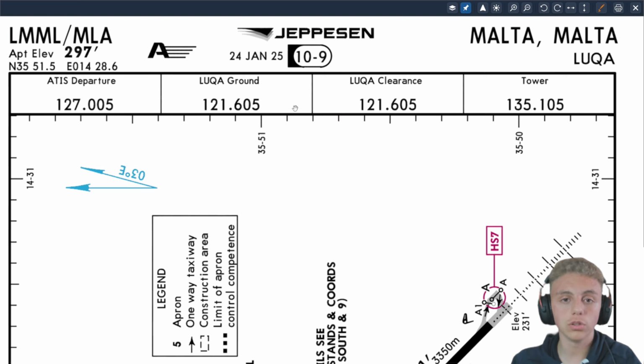And the rest are just the other frequencies, so LUA ground, where they will contact the ground to get clearance to taxi. LUA clearance, which is also, if you might notice, is the ground frequency, so pilots will just contact ground to get their clearance. And tower, which is the tower frequency, which is what pilots will contact for takeoff clearance. Now, with that said, let's head over to the plane view section of the airport chart.